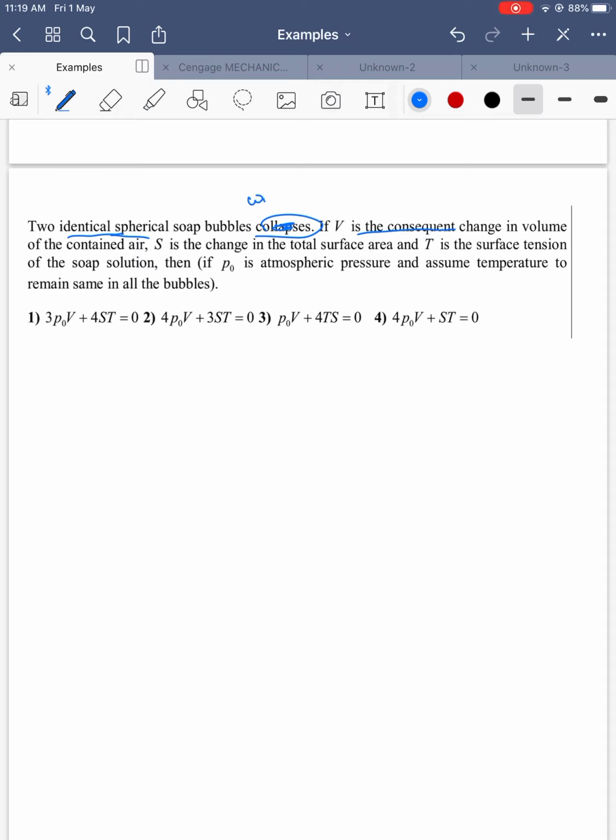Then he is asking which of these four statements is correct. And he has mentioned a very important point: assume that temperature remains the same in all bubbles. Temperature remaining the same means what condition? Isothermal. Isothermal means PV is equal to constant. Okay, let's do this. Say there are two identical bubbles, and they combine to form a big bubble. Let's assume the radius of the big bubble is R, and the two identical bubbles have a smaller radius.